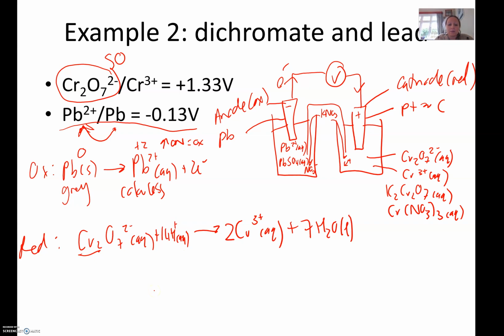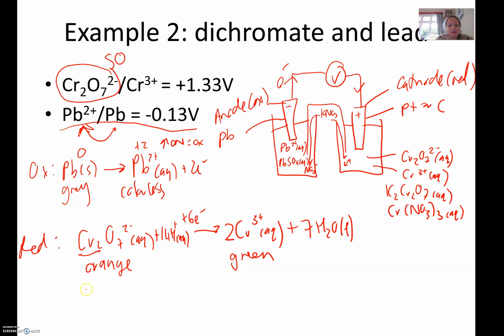And the final step is to balance the charge. 2- here from dichromate. 14H+, that makes an overall 12+ on the left hand side. 2 times 3+ on the right hand side gives an overall 6+, so we need to add 6 electrons to the left hand side to balance the charge. Dichromate is orange, you must learn this, and Cr3+ is green. These are 2 colours that you will have to learn, and I'll show you a summary of colours probably in part B of this lesson, because I don't think I'm going to squeeze it in.